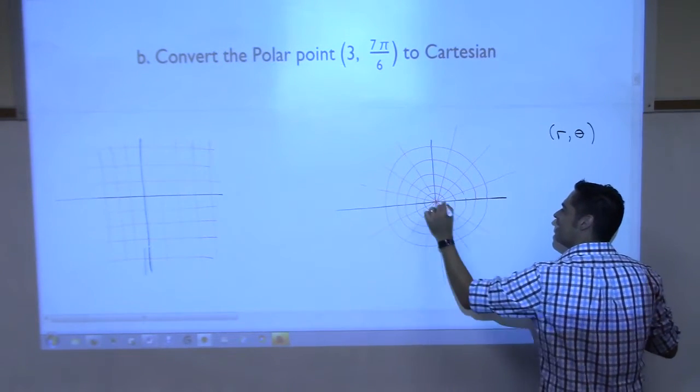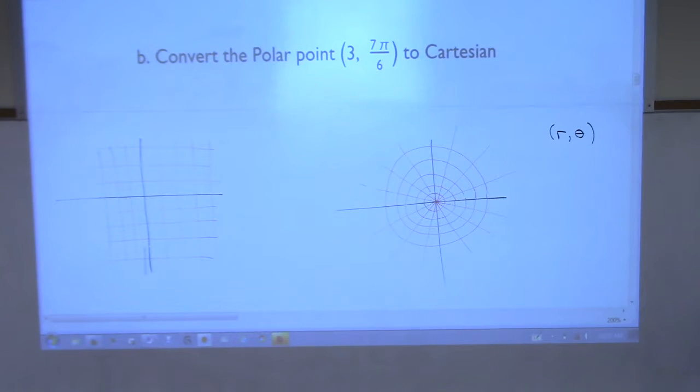Dartboard is polar graph paper. In some ways, yes, a dartboard is polar graph paper.